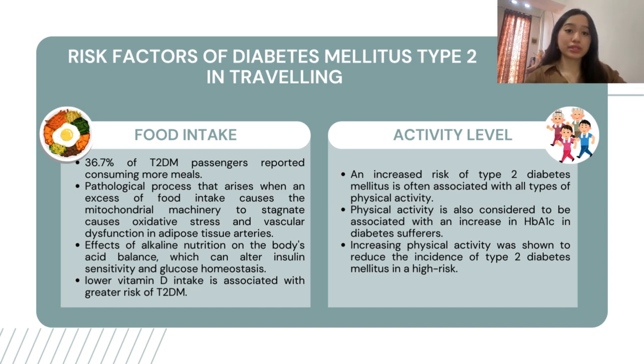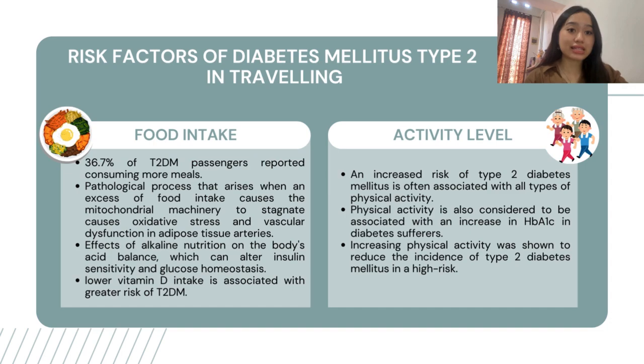The pathological processes that can happen from this phenomenon are oxidative stress, vascular dysfunction, and also altered insulin sensitivity and glucose homeostasis. Moreover, if the passenger is consuming more alkaline nutrition and a lower vitamin D intake, it can also affect the high risk of this disease.